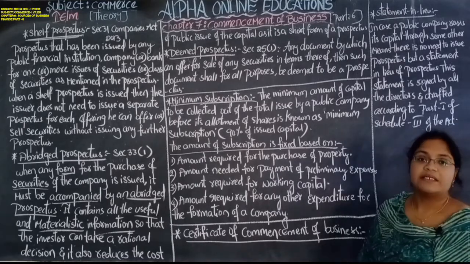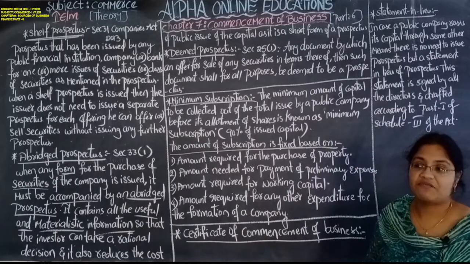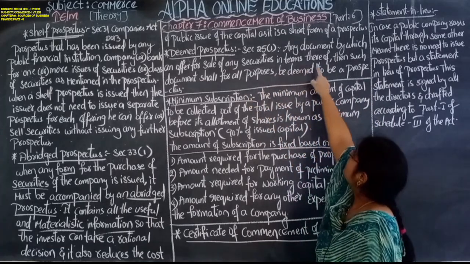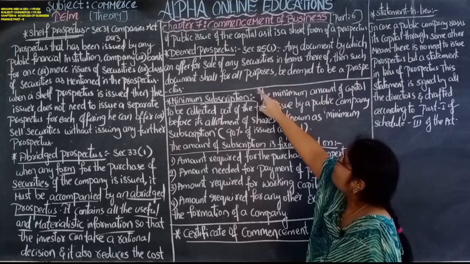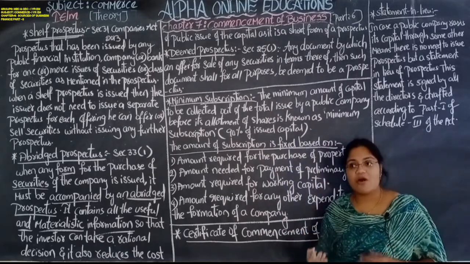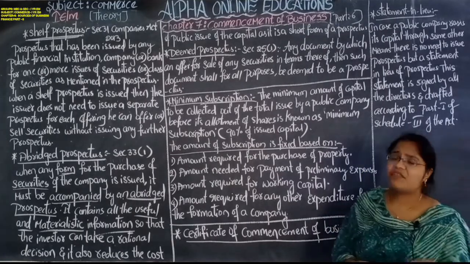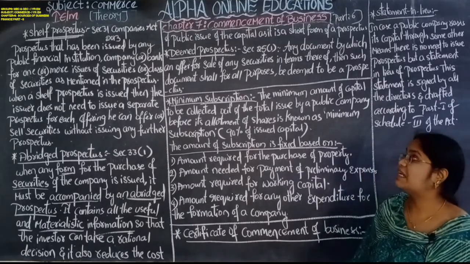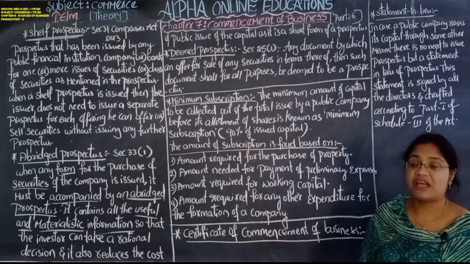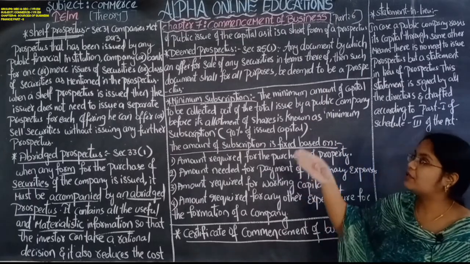Deemed prospectus. The next one is the deemed prospectus. According to section 25 subsection 1, any document by which an offer for sale of any security is made shall for all purposes be deemed to be a prospectus. So if there is any offer for the sale of securities, at that time a deemed prospectus will be issued. It will be used for the sale of the securities. So this is about the types of the prospectus.